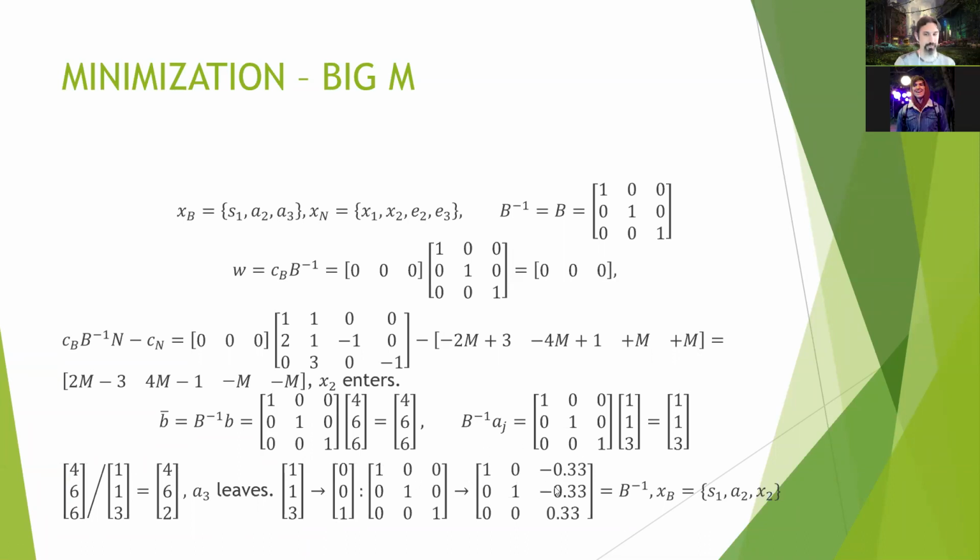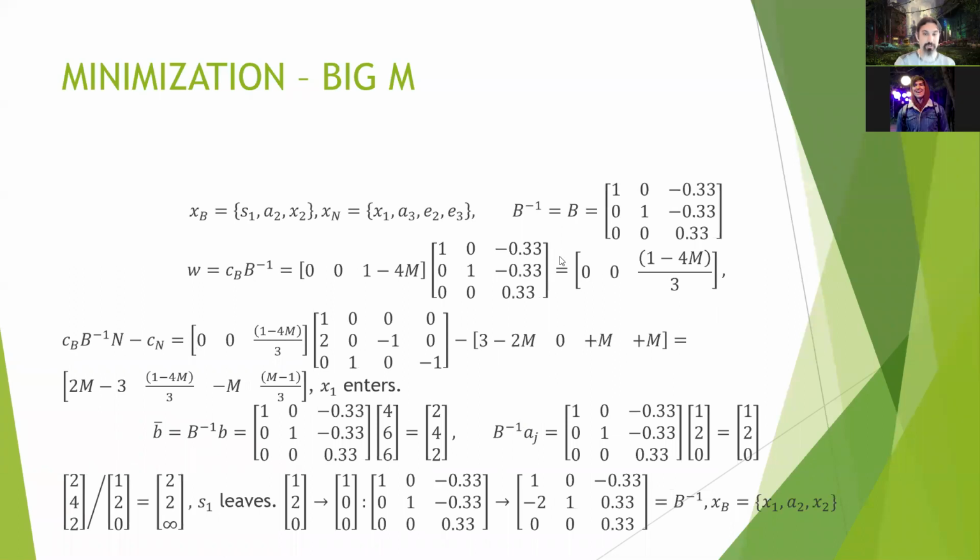will give us the new B inverse. Now, using the new B inverse, I have to calculate the new W, which is going to give me a value with an M, 1 minus 4M over 3 over here, as you can see. And now using this new W, I'm going to have to calculate the optimality condition. Again, there's a positive value in here, 2M minus 3. Now, as you can see, with the addition of M, the mathematics multiplications are getting a bit more complex as expected, but still doable. Okay.